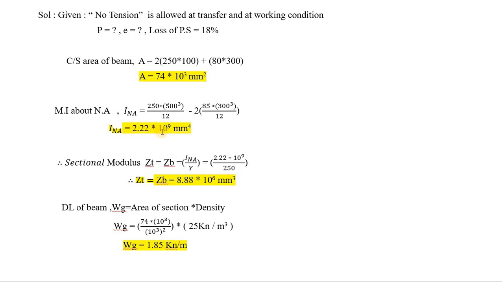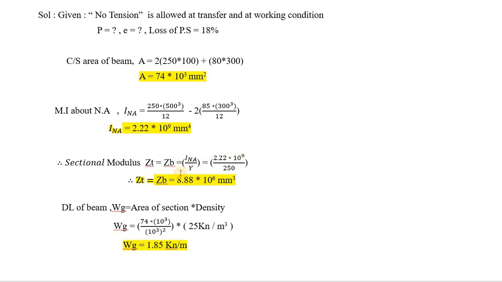So it is 2.22 into 10 power 9 mm power 4. As this is a symmetrical section, we should consider sectional modulus as ZT equal to ZB. Sectional modulus at the top and sectional modulus at the bottom both will be equal only when it is a symmetrical section. So the standard formula for that is INA by Y.